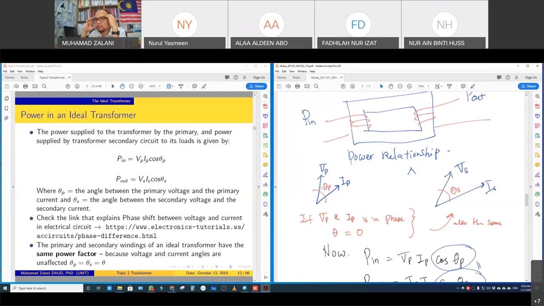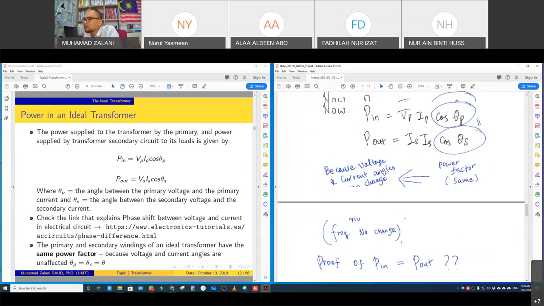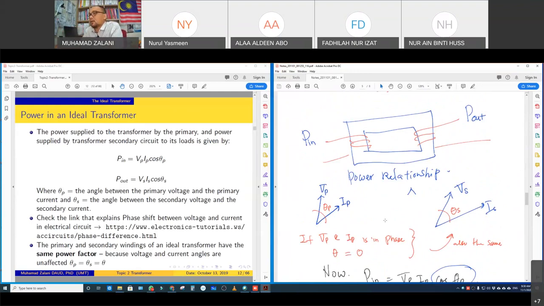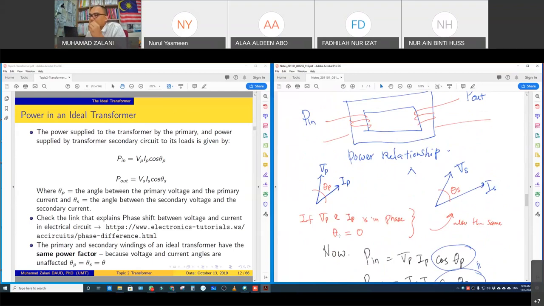I think you have to imagine with the... I didn't write it here. If I can sketch or I can draw now, I can show you. But if theta is zero, meaning that VP is in phase, sama fasa dengan IP, the same phase with IP, all right?